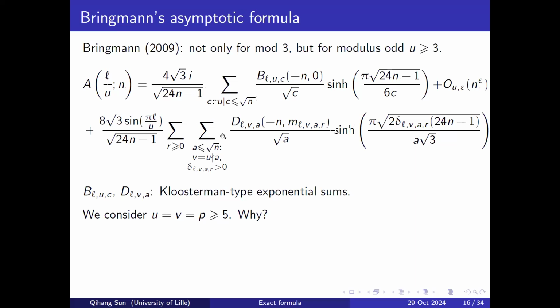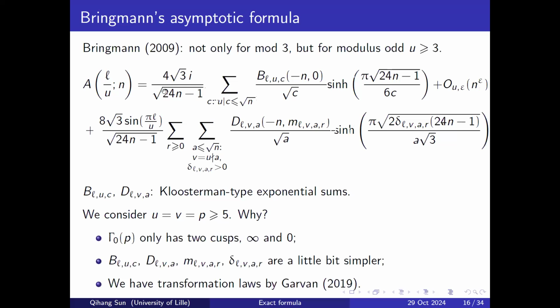And the second term is a finite sum over r, which at that time people didn't know where it comes from. This r is finite because when r is large enough for a fixed u, this delta is always negative, so it cannot be a double infinite sum here. And we are considering proving this formula, converging to that, in the prime case. Why?